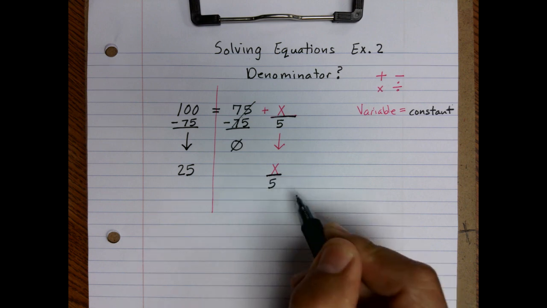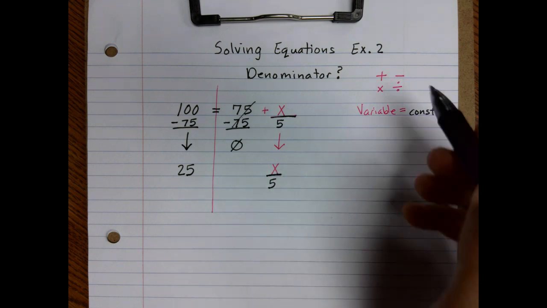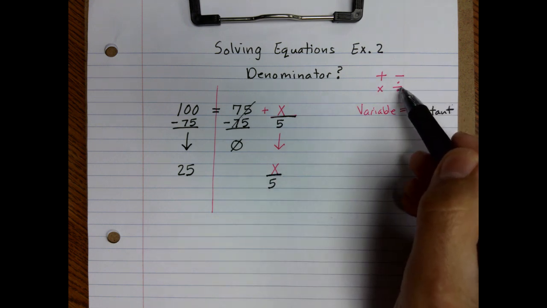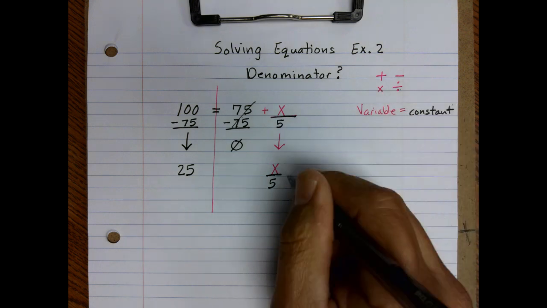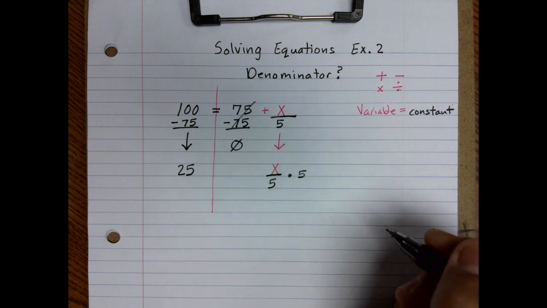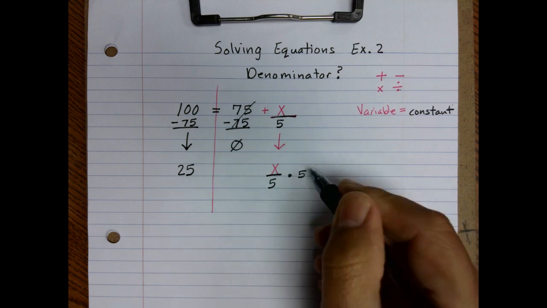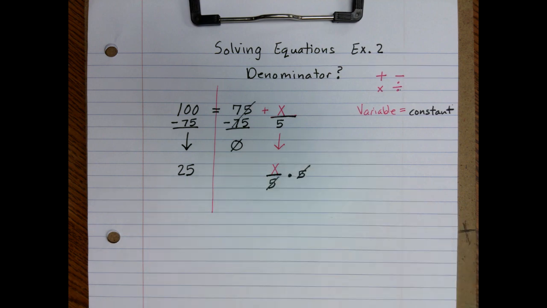Anytime you see a bar like this, that means division is occurring. So x is being divided by 5. And if I go over here to division, the opposite of division is multiplication. So what I'm going to do to get rid of this division situation is simply multiply by the denominator, which is 5. Now when I do that, believe it or not, there's a rule that tells us that these cancel out.